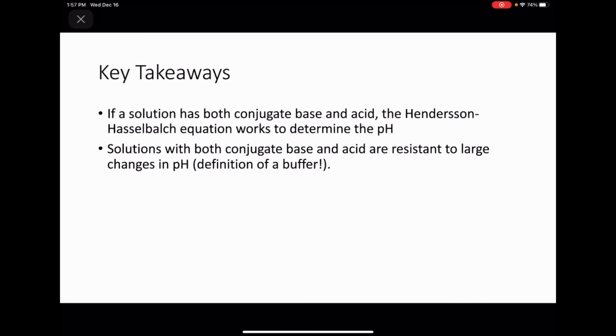And the last thing, we have the key takeaways from this video. Basically any solution that has a conjugate base and a weak acid, you can use the Henderson-Hasselbalch equation to determine the pH. You don't have to use an ice table. And it's also true that those solutions are buffers, and they're resistant to changes in pH. So next time we will explore this concept of a buffer and why it's useful.